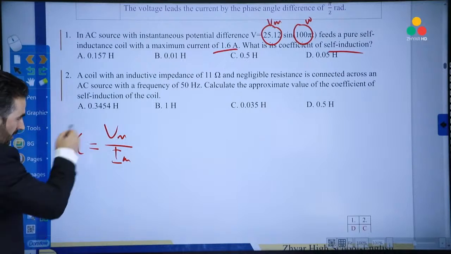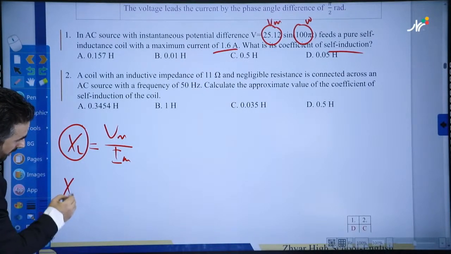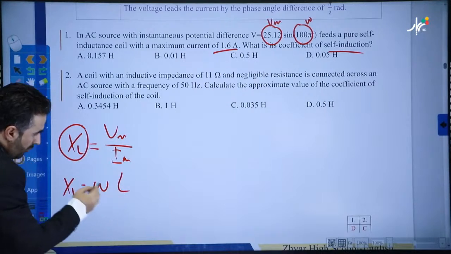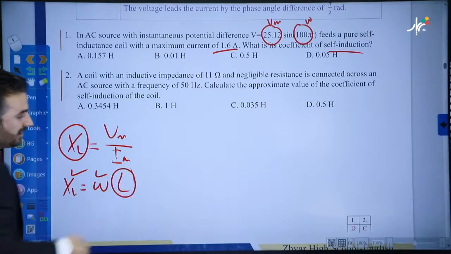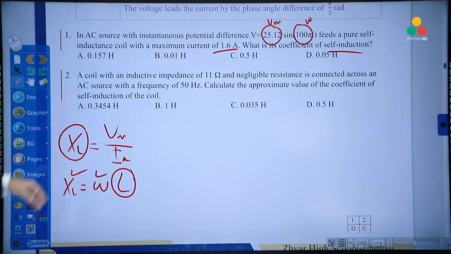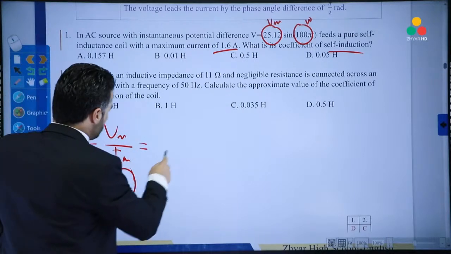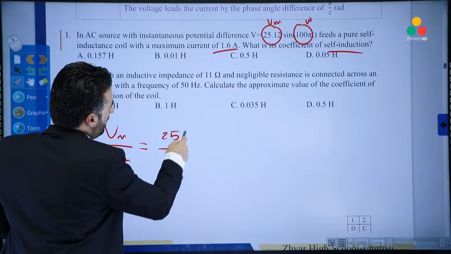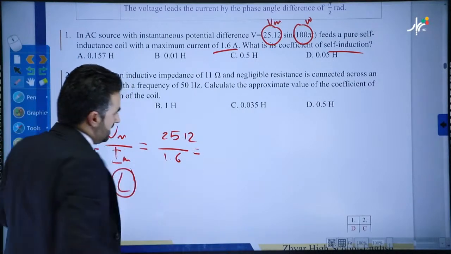Now, using this, let's say we found XL. So now XL equals what? XL equals omega L, and we do have omega there. So can you find the coefficient of self-induction? Of course, yes, and this is how you do that. So go ahead and do that. Let's see what this is equal to. That is 25.12 divided by 1.6. Let's see what it is.